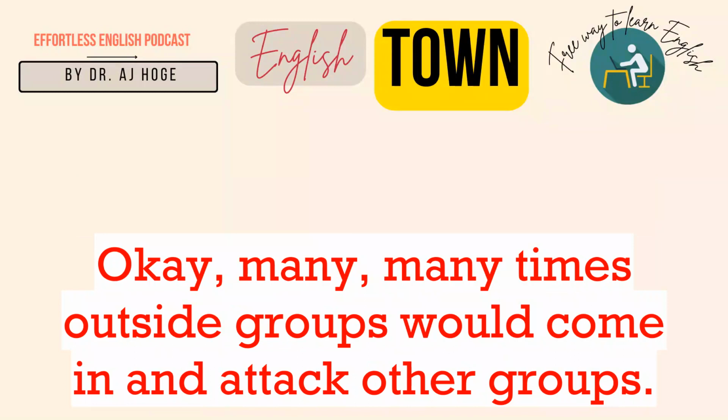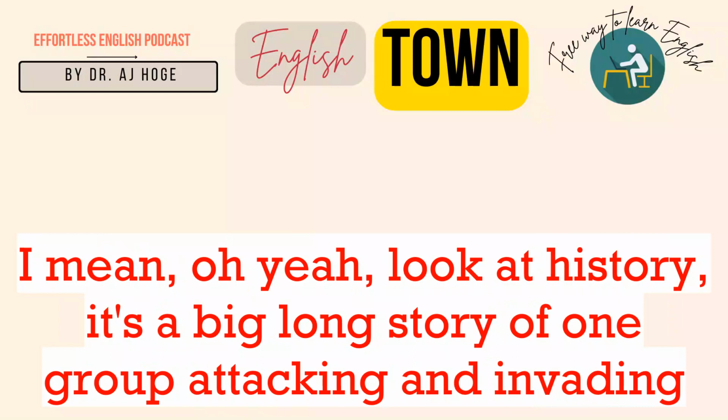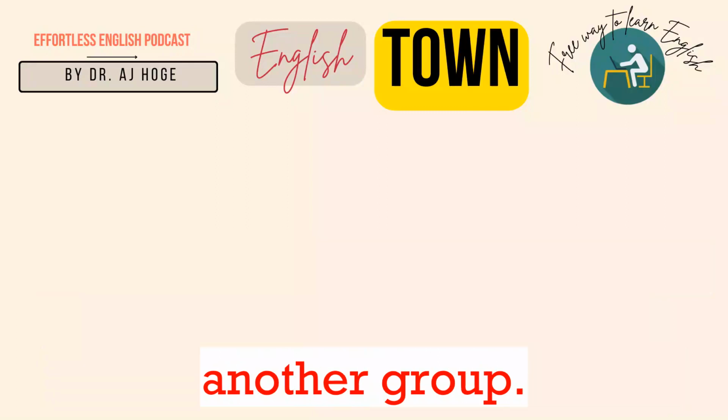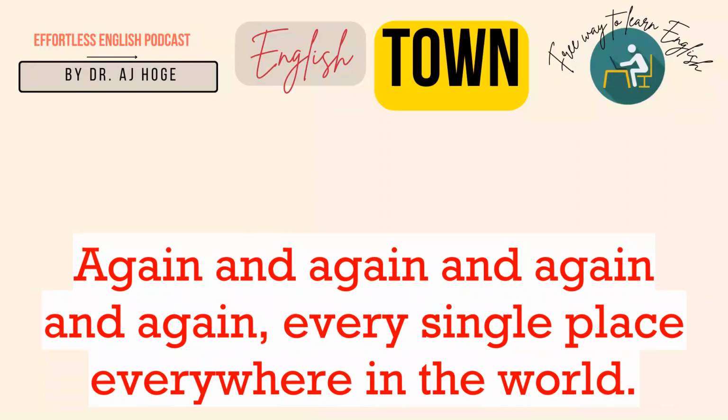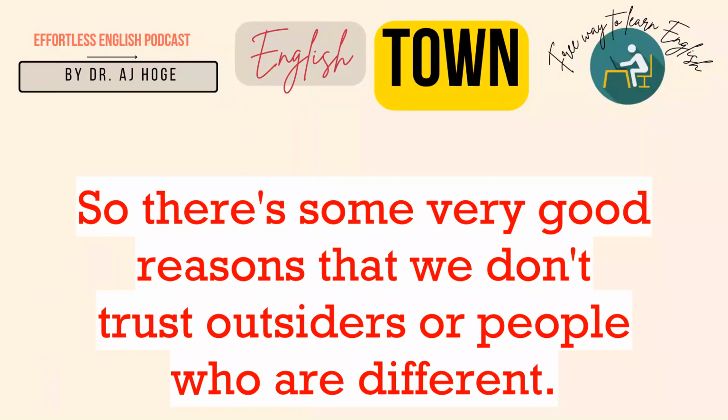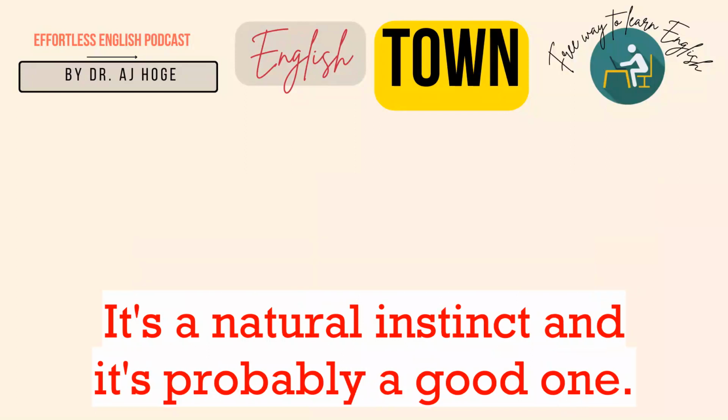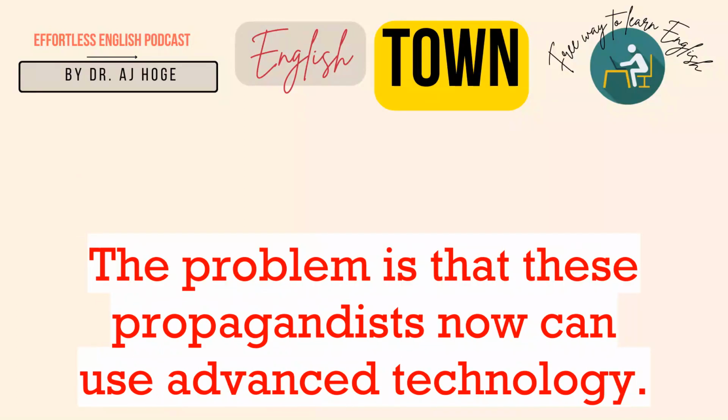Many, many times outside groups would come in and attack other groups. All you have to do is look at history, it's a big, long story of one group attacking and invading another group. Again and again, every single place, everywhere in the world. So there are some very good reasons that we don't trust outsiders or people who are different. It's a natural instinct, and it's probably a good one. The problem is that these propagandists now can use advanced technology.